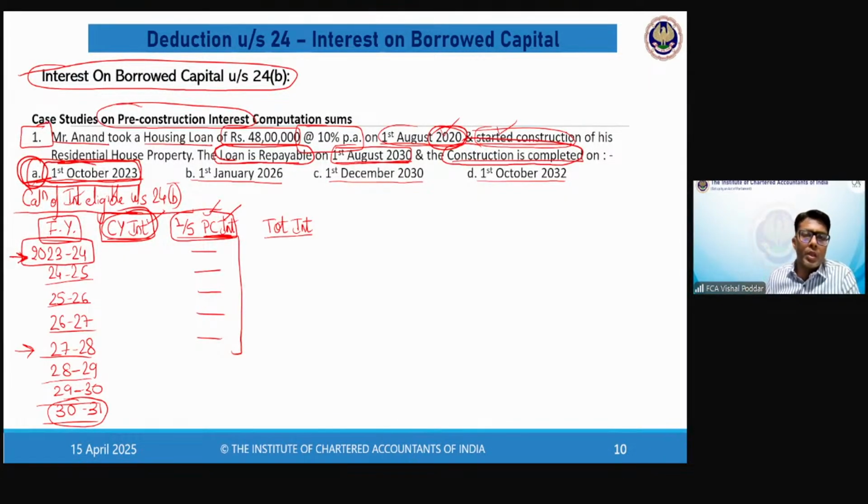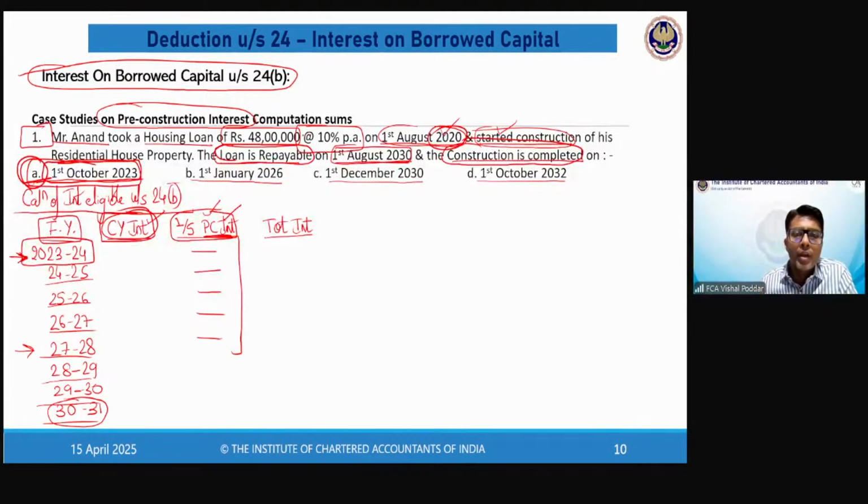Now, let us start finding out the interest amount. So firstly, what is current year interest? Current year interest is the interest of the same financial year for which we are talking about. So if we are talking about financial year 23-24, the interest of 23-24 is the current year interest. If you're talking about financial year 24-25, the interest of 24-25 is the current year interest.